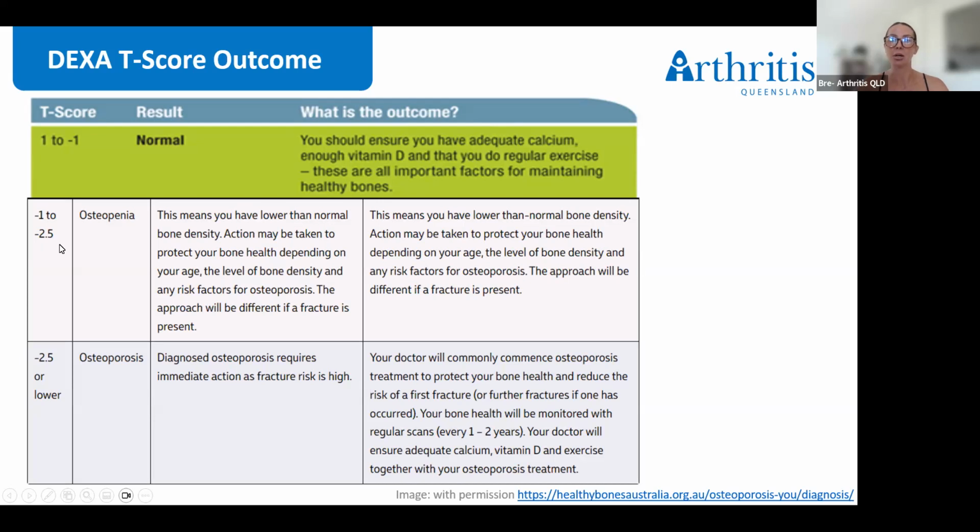This means you have lower than normal bone density. Sorry, you can probably hear my dog barking, apologies.